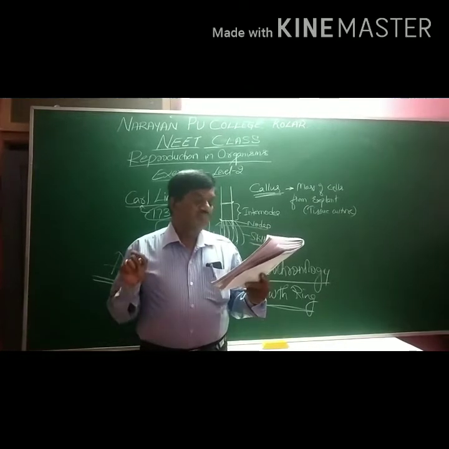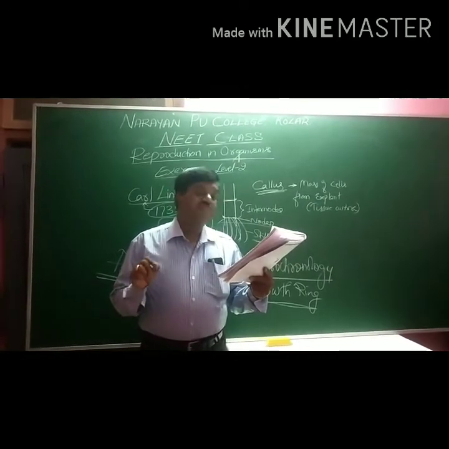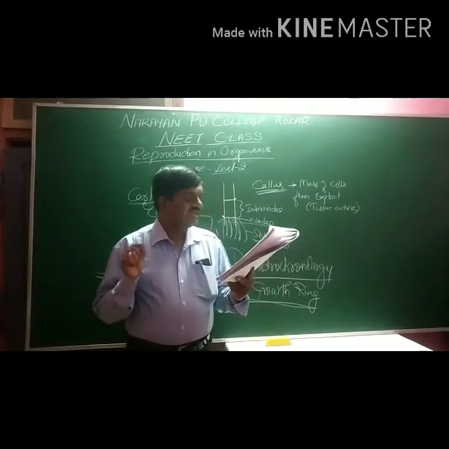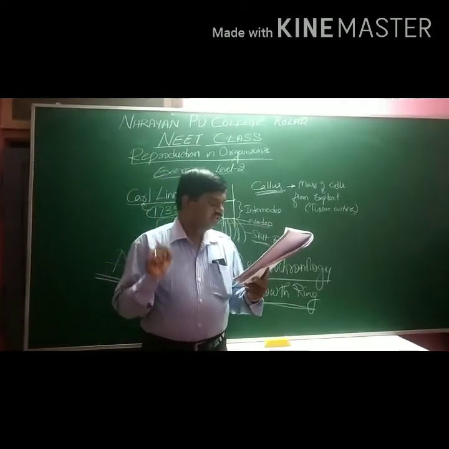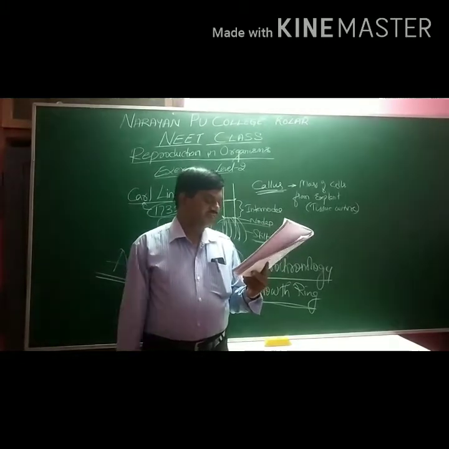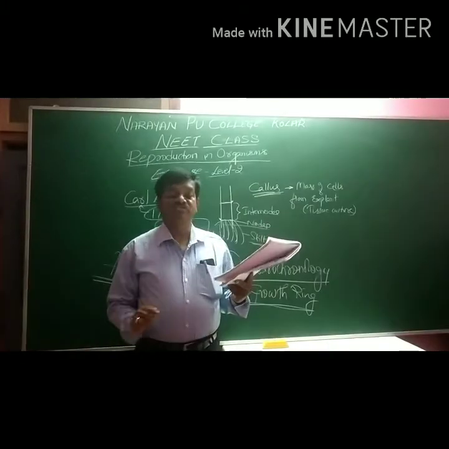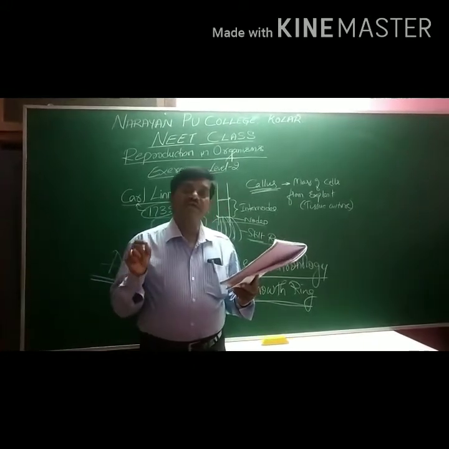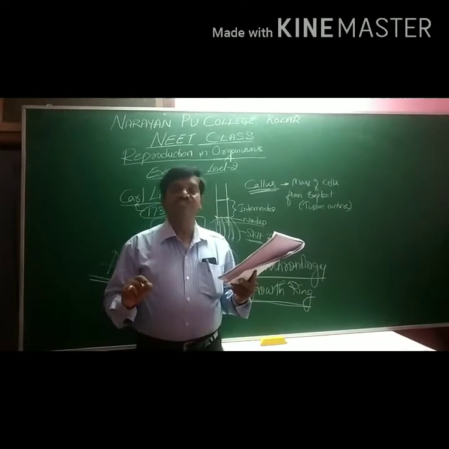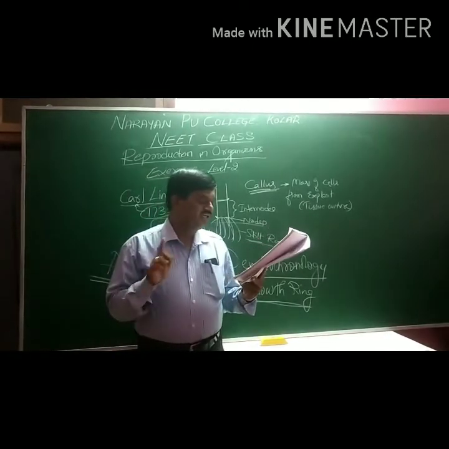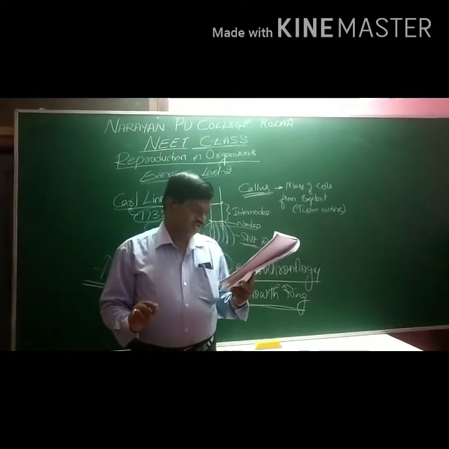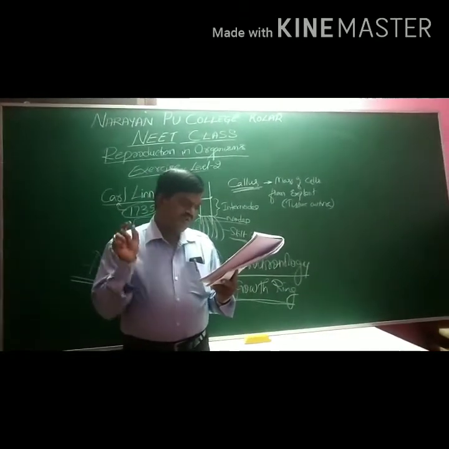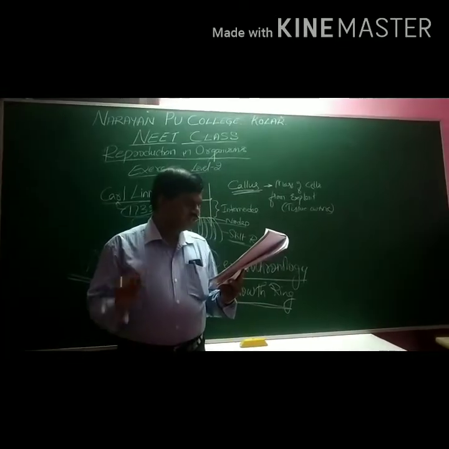Next, identify the mismatched pair. First option, agave, bulbil. This is right. Banana, leaf buds. This is wrong. Banana always reproduces by rhizome. Leaf buds are seen in Bryophyllum. But here, banana and leaf buds is wrong. So the second option is the mismatched pair.